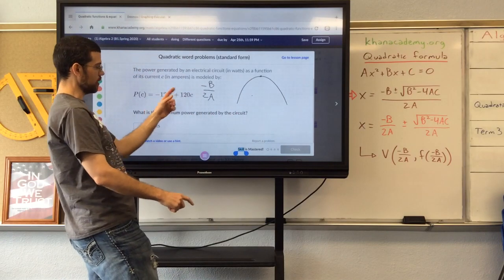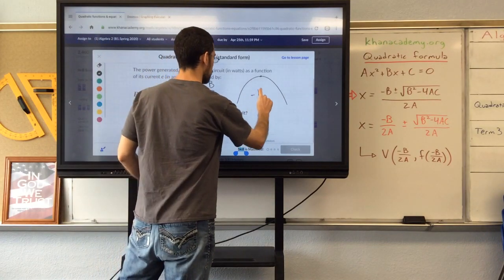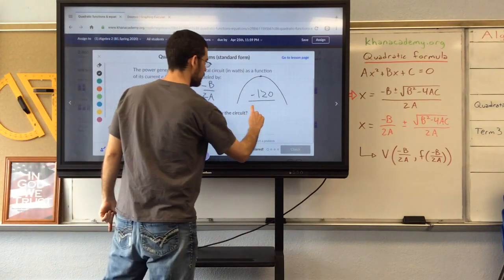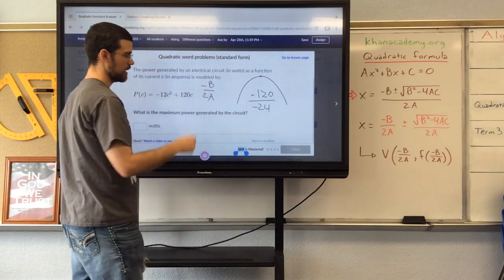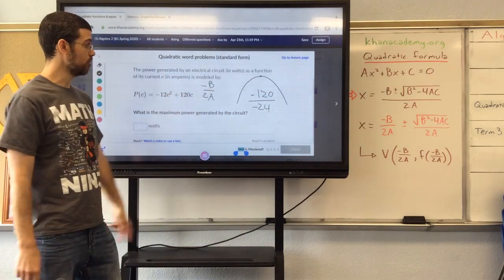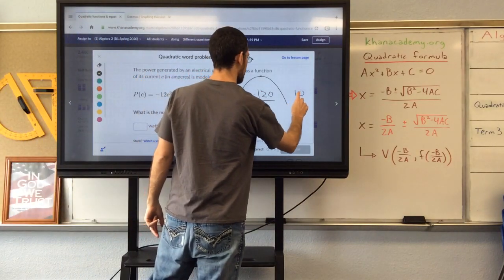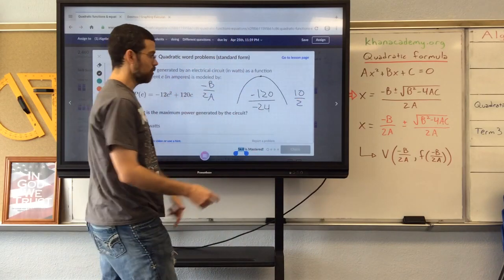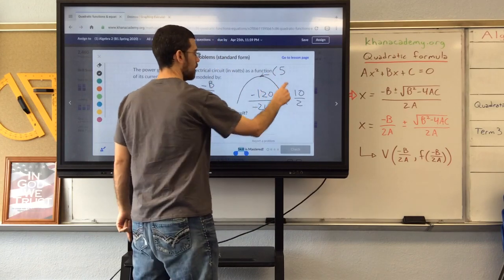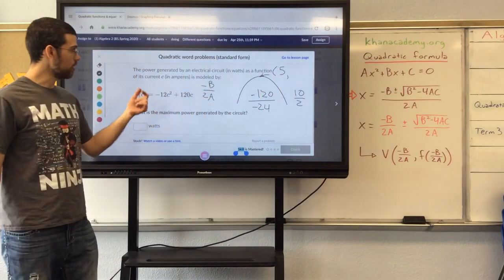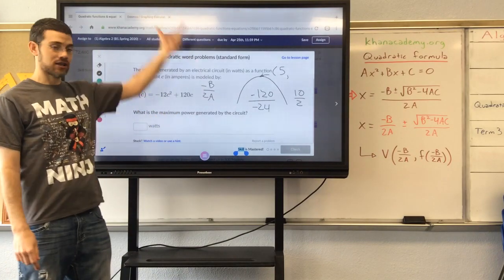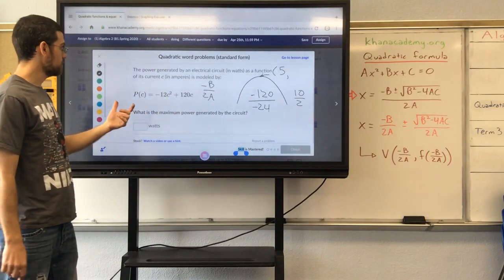That will be negative 120 divided by 2 times negative 12, which is negative 24. Negatives cancel, so we get 120 divided by 24, those are both divisible by 12, so 10 divided by 2, and that simplifies to 5. So our vertex, right there, has an x coordinate of 5. That is, when c equals 5, we are at the maximum point on this parabola.